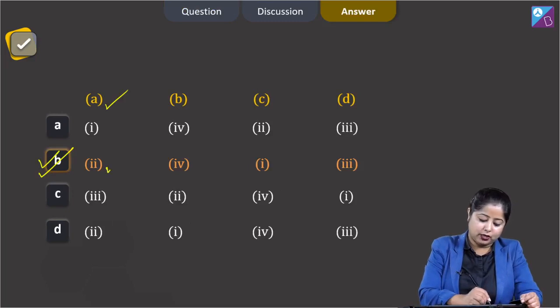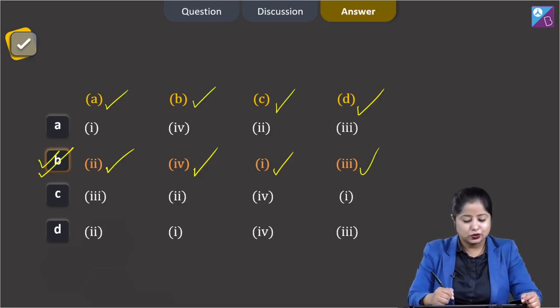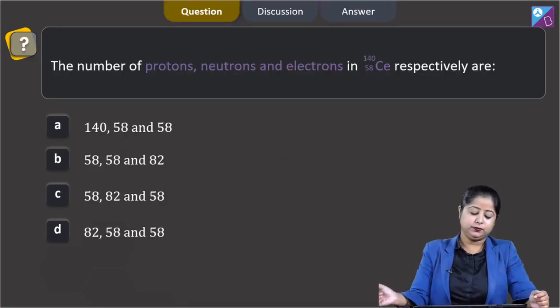For A, the correct match is 2. For B, the correct match is 4. For C, the correct match is 1. And for D, the correct match is 3. Moving to the next question.